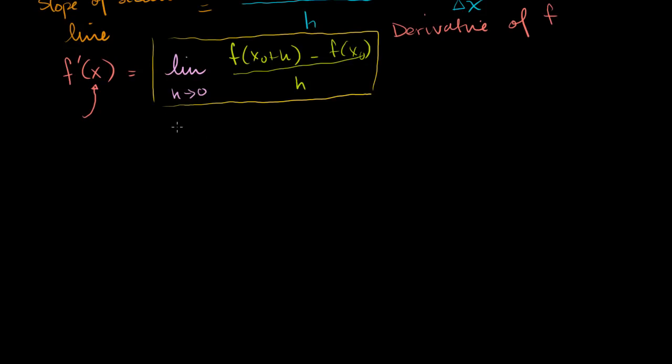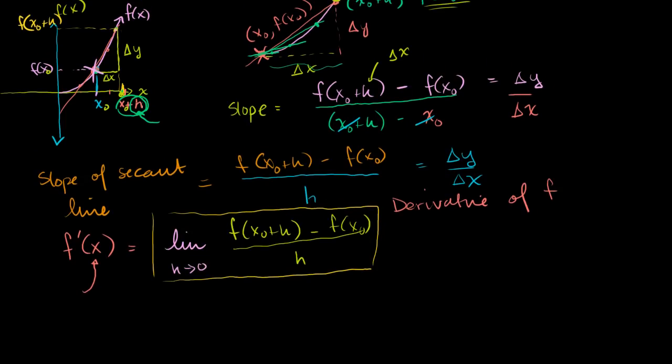In the last video, we tried to figure out the slope of a curve at a certain point. And the way we did it, we said, okay, let's find the slope between that point and then another point that's not too far away from that point. And we got the slope of the secant line.